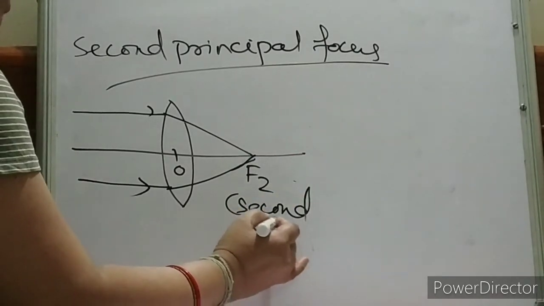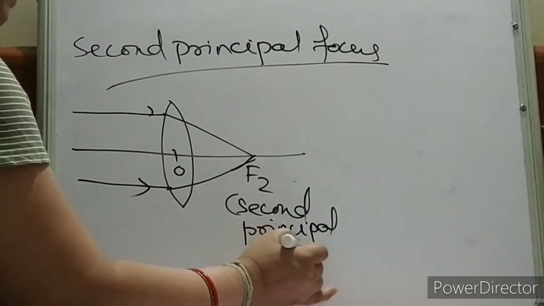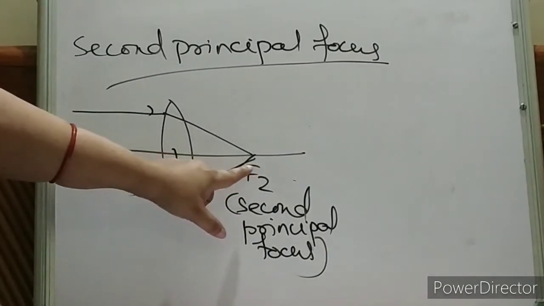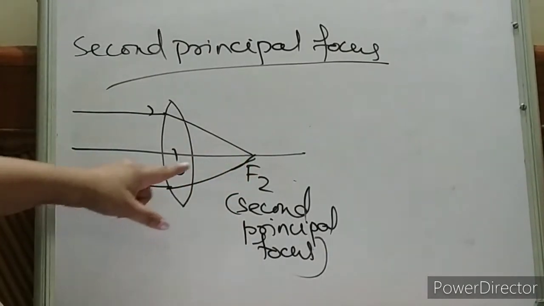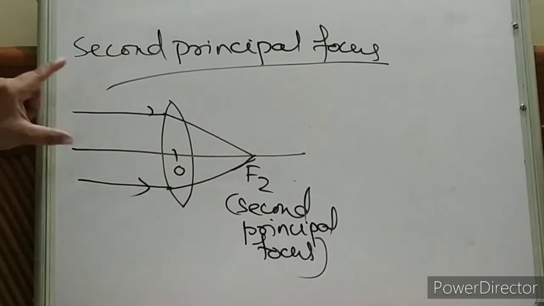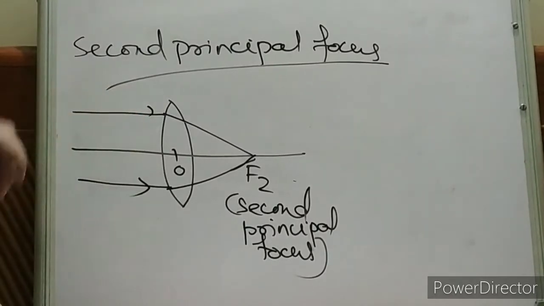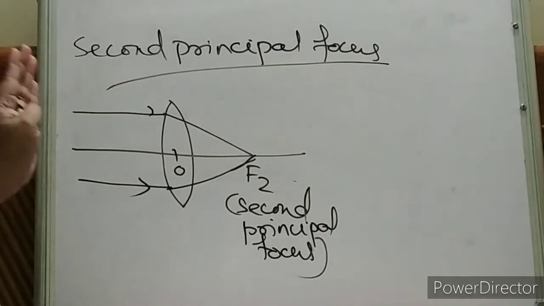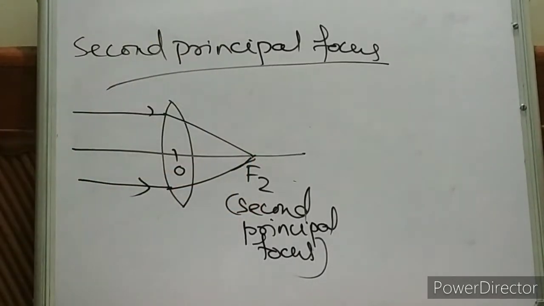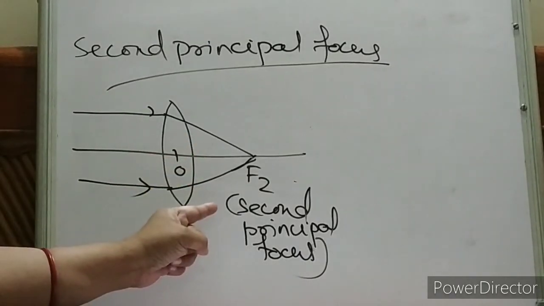Second principal focus, children. Clear? This is your second principal focus. So that means here you are getting your image. Clear? If rays are coming from infinity and that is parallel to the principal axis, that means the object is at infinity. So the image is formed at the focus, and this focus is called the second focus.